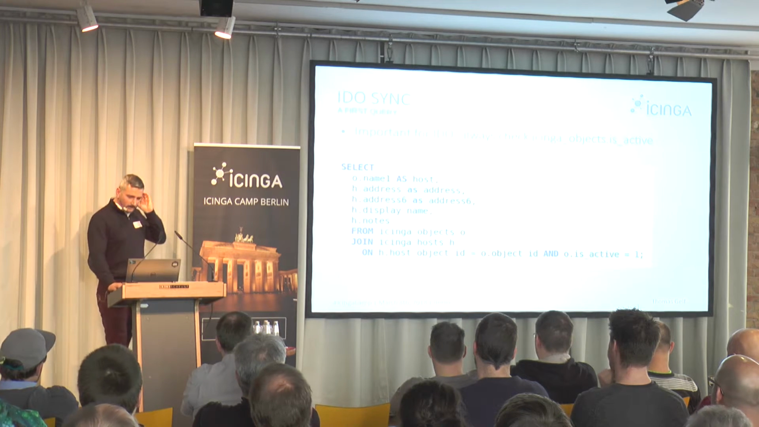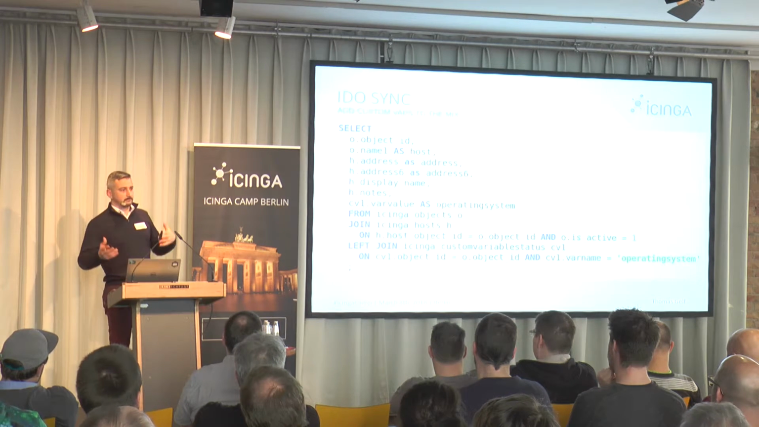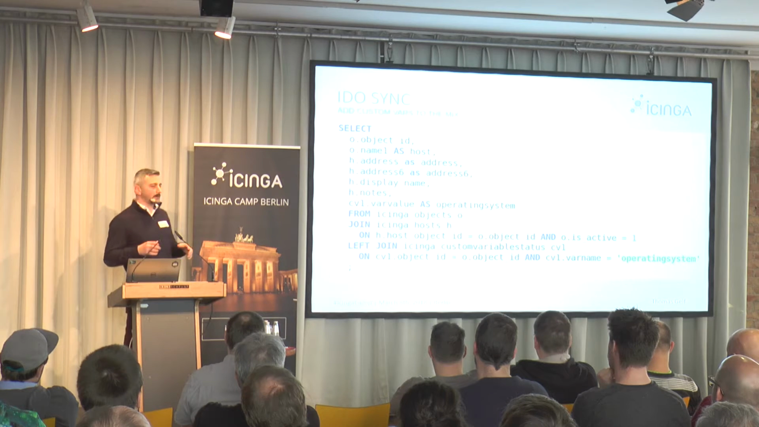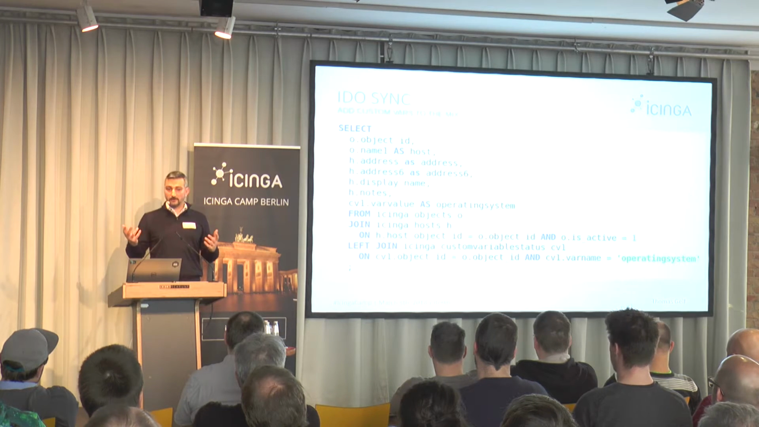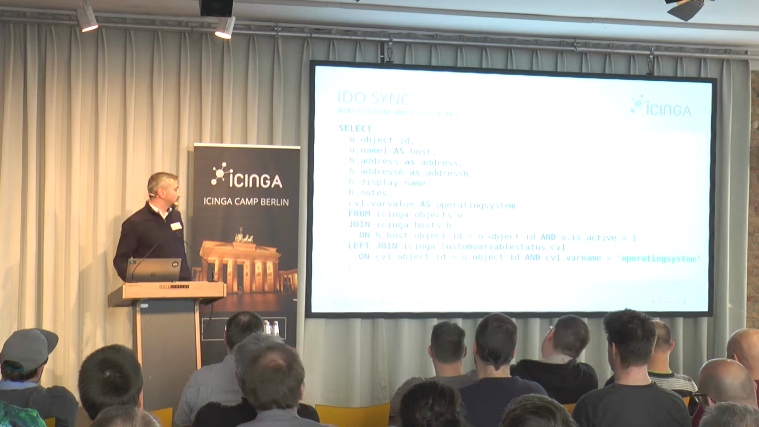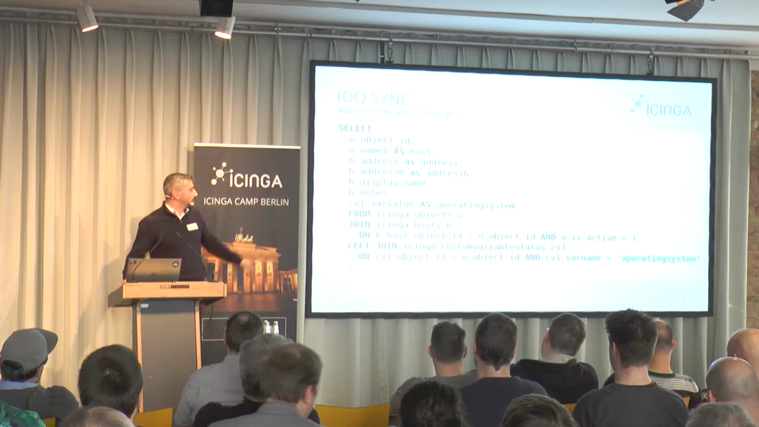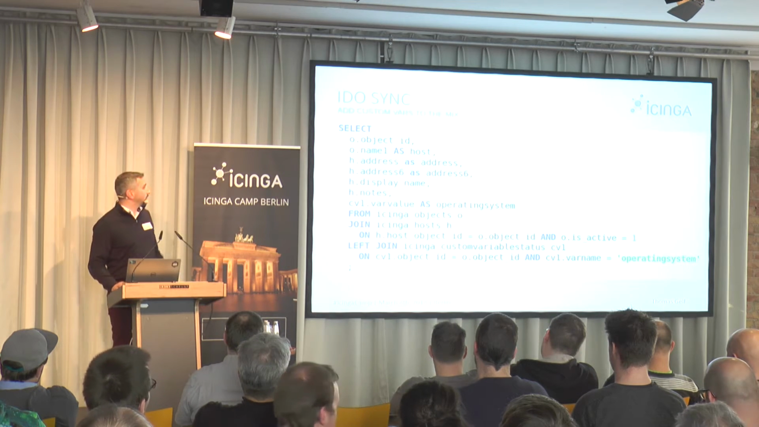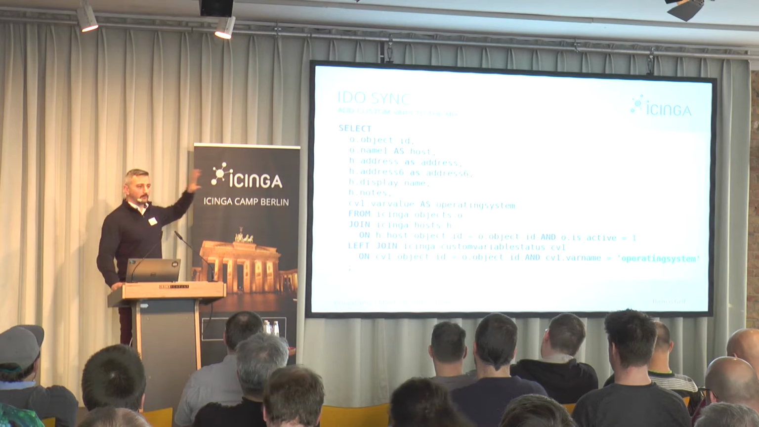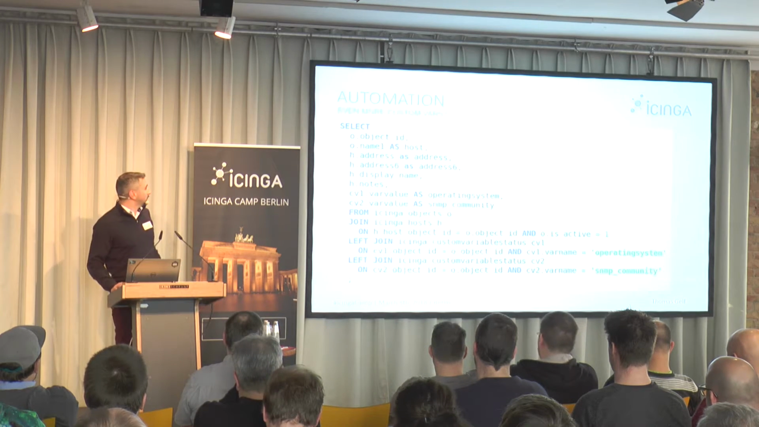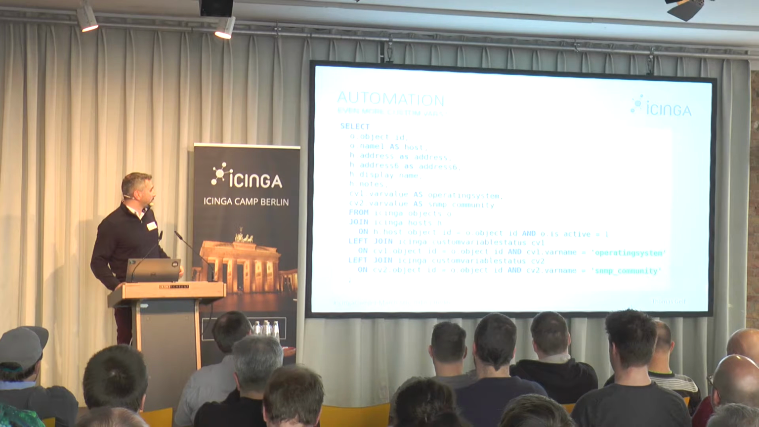Now, to add some custom variables, you need some deeper SQL knowledge, so you have to use that thing that's called join. So you join the custom variables and say, okay, I want to have the operating system, and you get the value out there, and that's it. You do not have to remember the query. It's on the slide, so if you need it, you can use it later on.